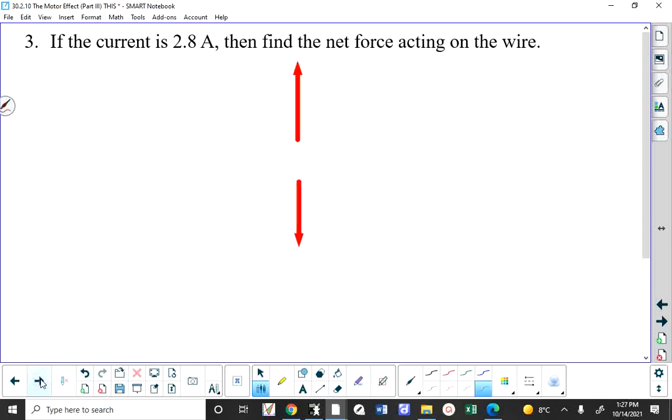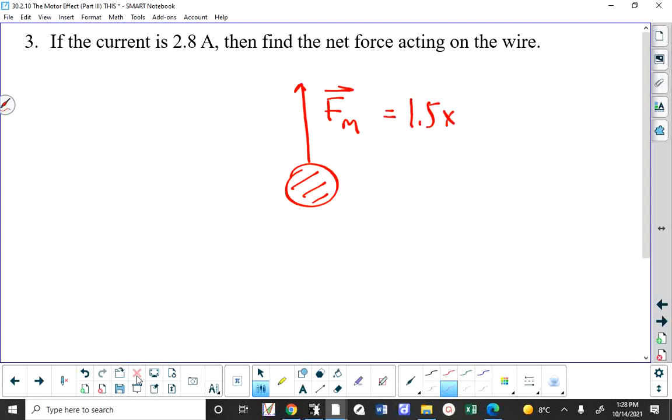Okay. 3, if the current is 2.8 amps, find the net force. Well, didn't we just do that? Didn't we just find the net force? No, we found the magnetic force. There's another force acting on the wire. It's the force of gravity, which is down. We already know this is the end view of the wire. We already know there's a magnetic force up equal to, we said, 1.5 times 10 to the negative 2 newtons. Calculate the gravitational force down.